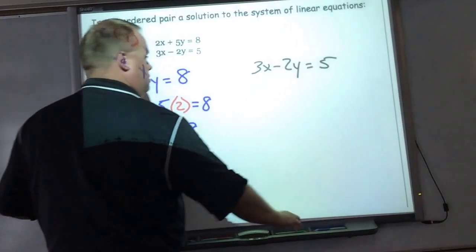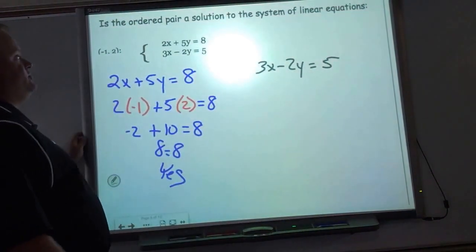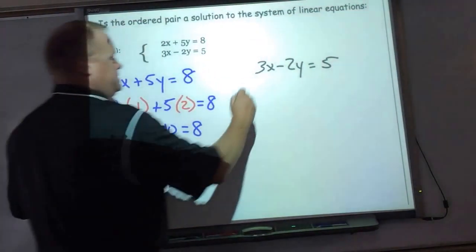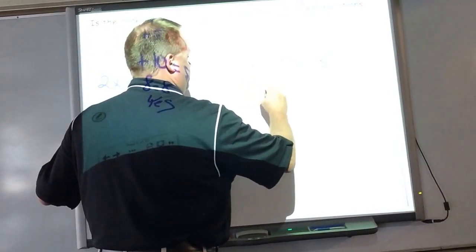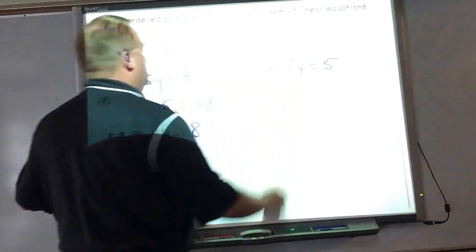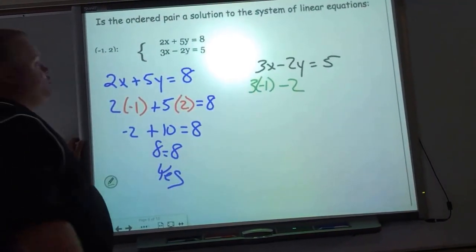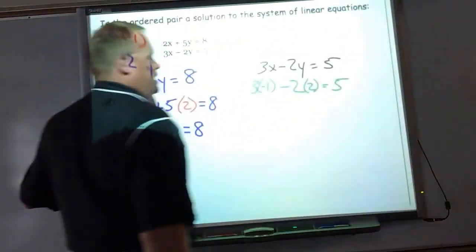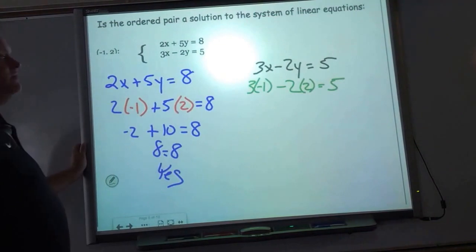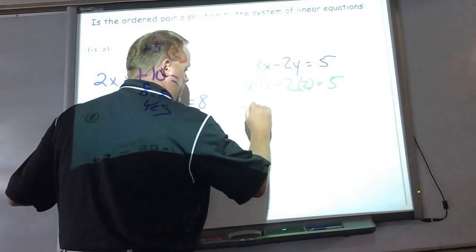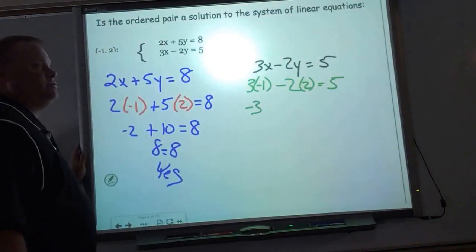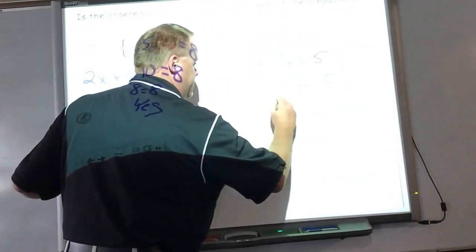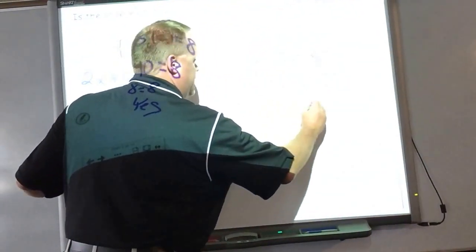And once again, I'm going to plug in some values. So -1 for x. So this is 3 times -1 minus 2. My y is 2, so I'm going to plug in 2, and then it's going to be equal to 5. Well, 3 times -1 is -3. -2 times 2 is -4, equals 5.